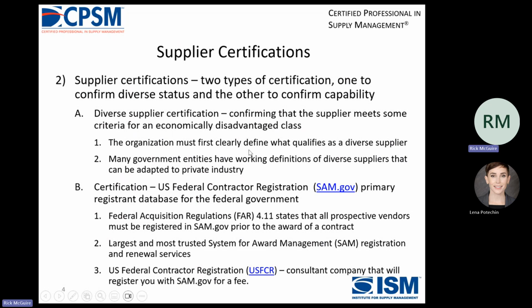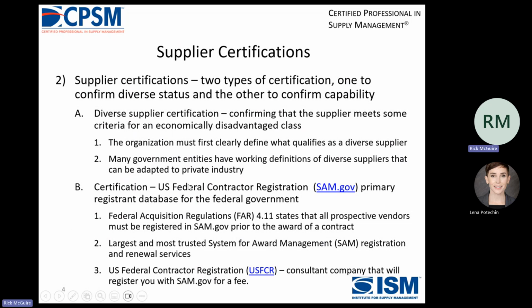So the first step, if you want to do a supplier diversity program, is to define what qualifies as a diverse supplier. So there's all kinds of disadvantaged classes out there, depending on who you talk to. And you got to figure out what ones you want to use. So many government entities have come up with working definitions of diverse suppliers, and you can steal from one of theirs.